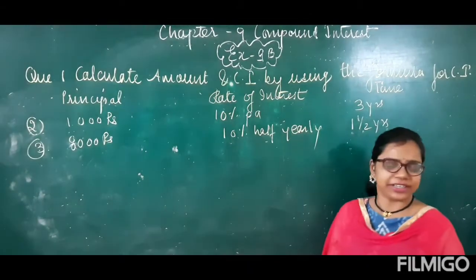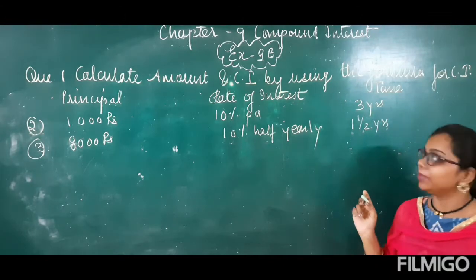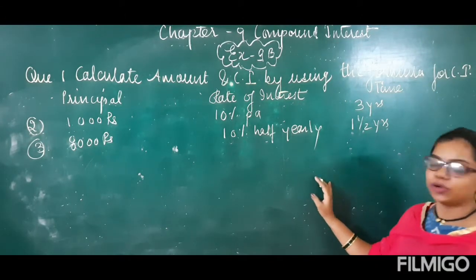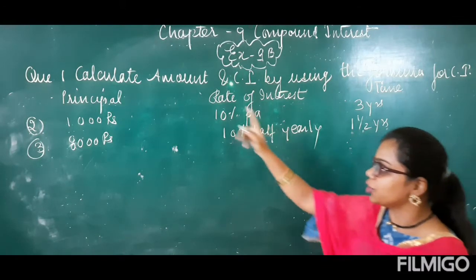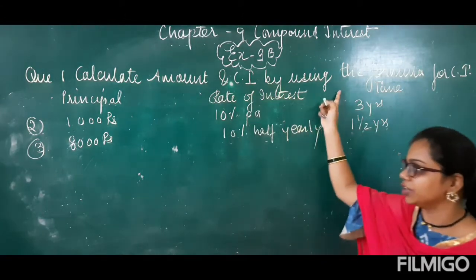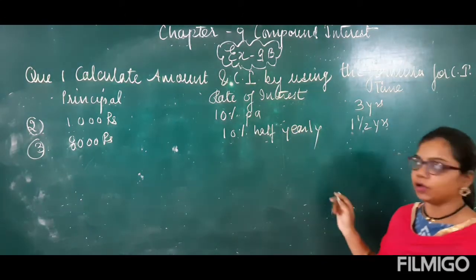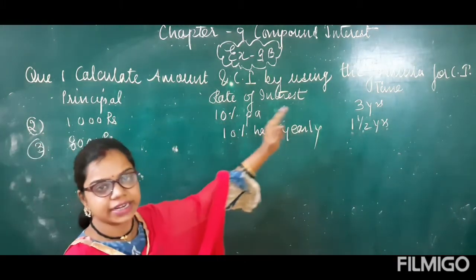Today we will start chapter 9, exercise 9b, compound interest. Here in this, the first question is saying, calculate the amount and the compound interest by using the formula. By using the formula of amount and compound interest, you have to find out the amount and compound interest when you are given the principal, rate of interest and time.